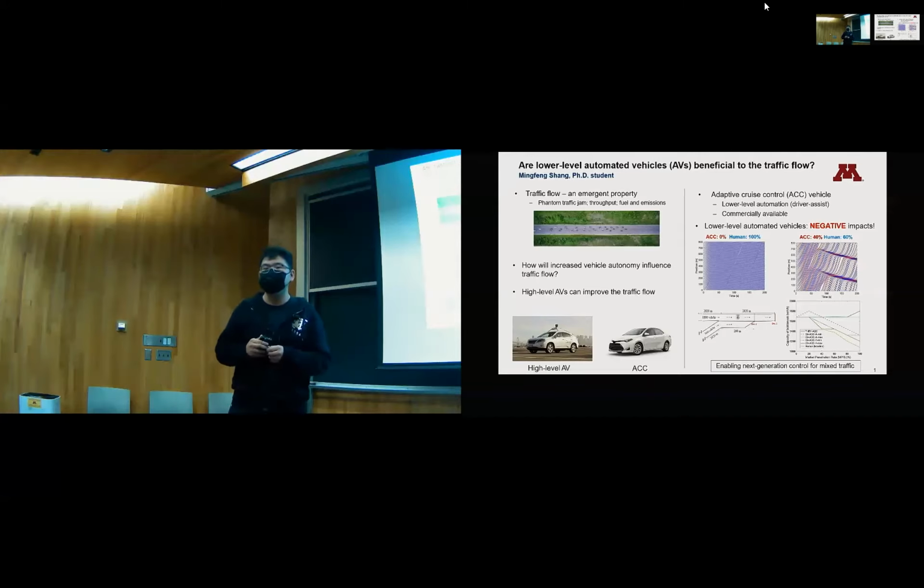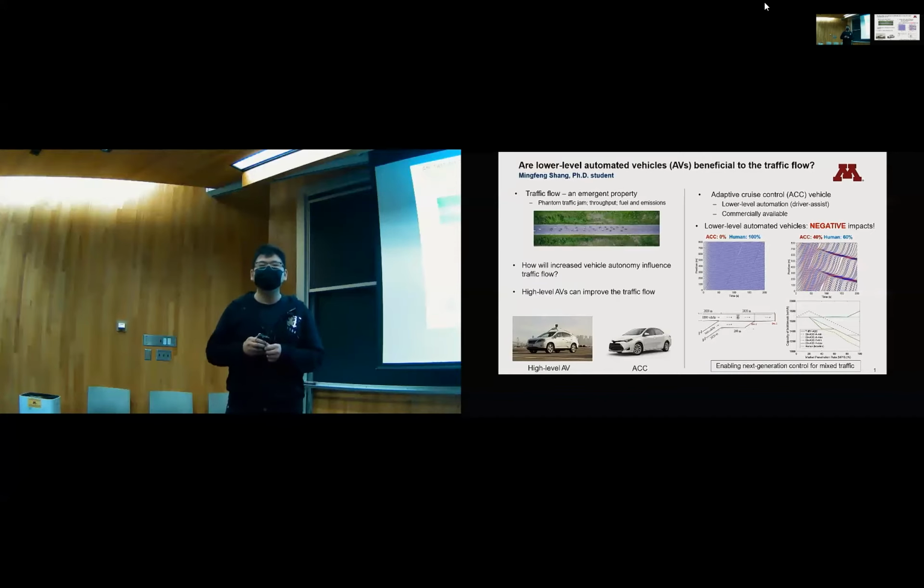compared with pure human-driven traffic flow, a small number of ACC vehicles, for example, 40% of ACC vehicles, may incur more and faster traffic oscillations or phantom traffic jams. And it will even more decrease the throughput and even more increase the fuel consumption and emissions. Therefore, we can say the mixed flow of ACC and human-driven vehicles may negatively impact the traffic flow.